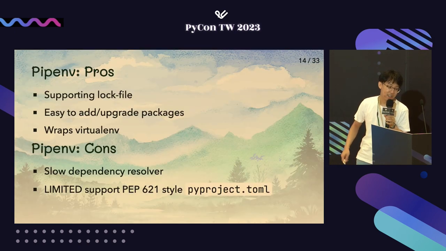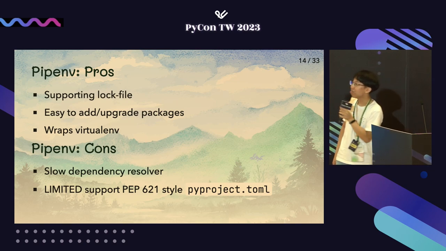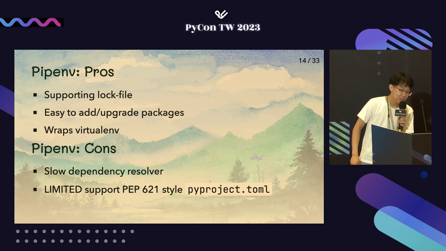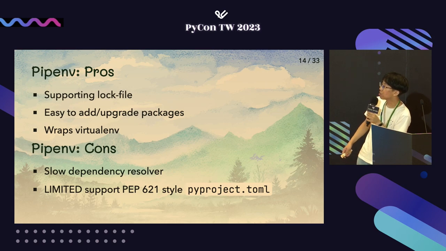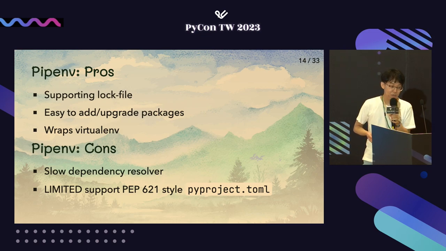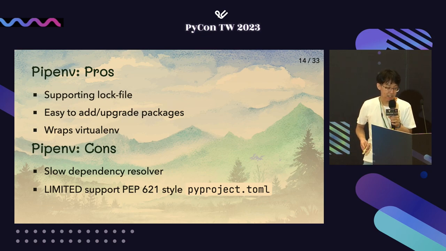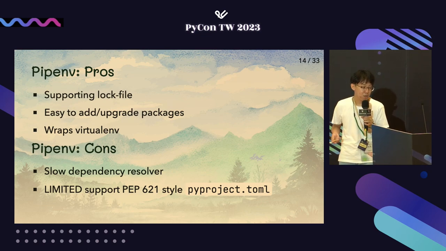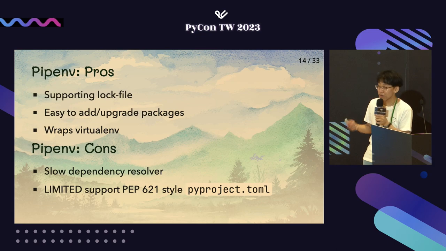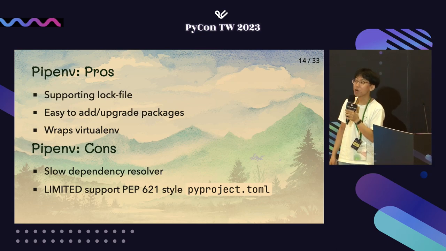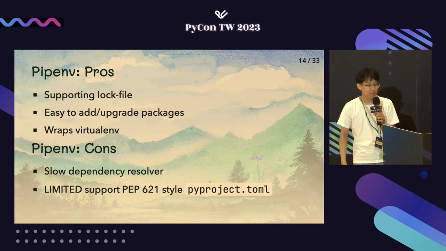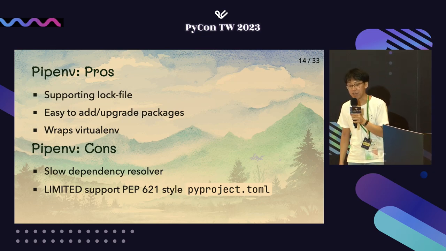It is very progressive, with lock file support and easy package upgrades. You can use the pipenv upgrade command to update dependencies easily. Wrapping virtualenvs is also evolutionary, so you can forget about creating, activating, and deactivating virtualenvs.